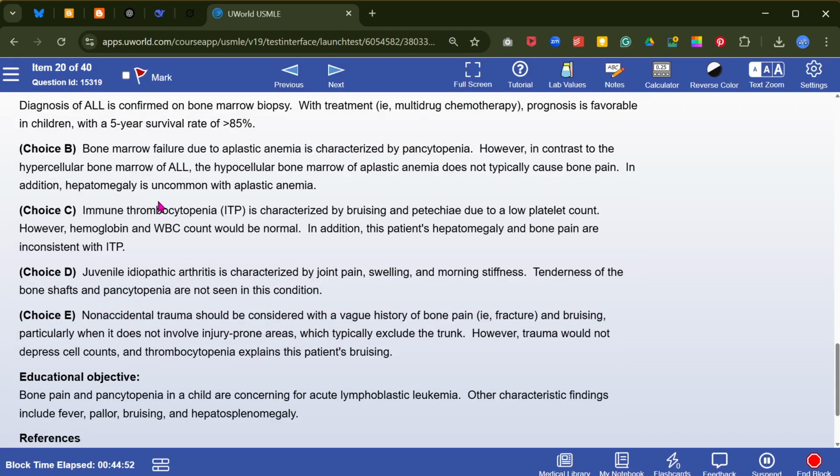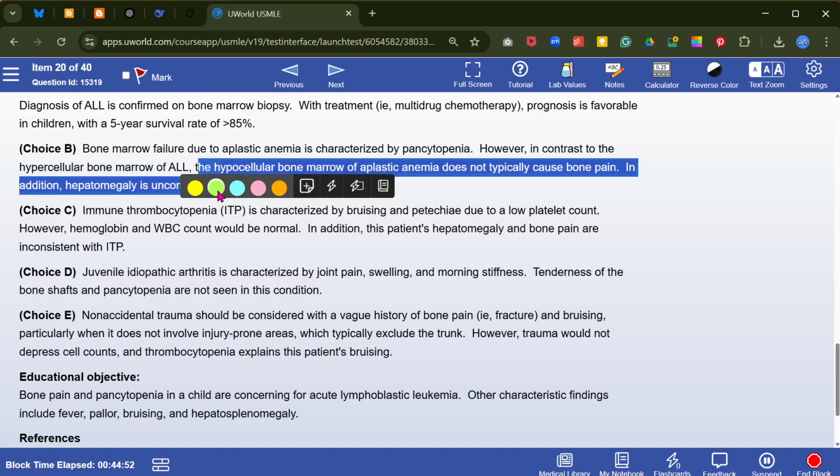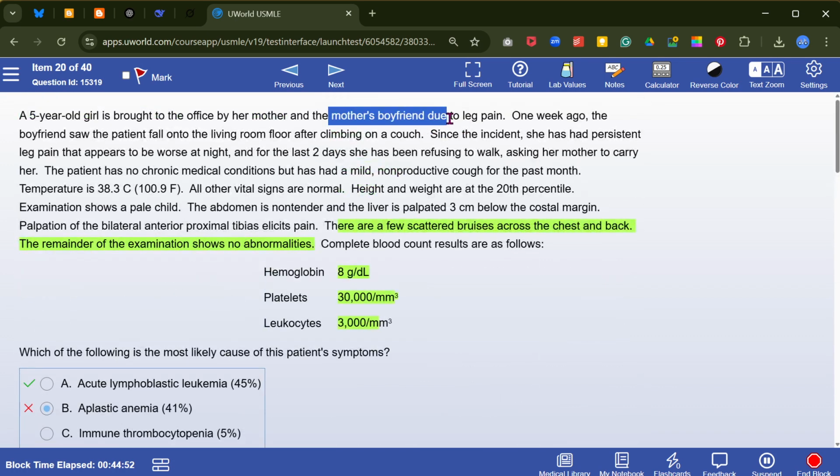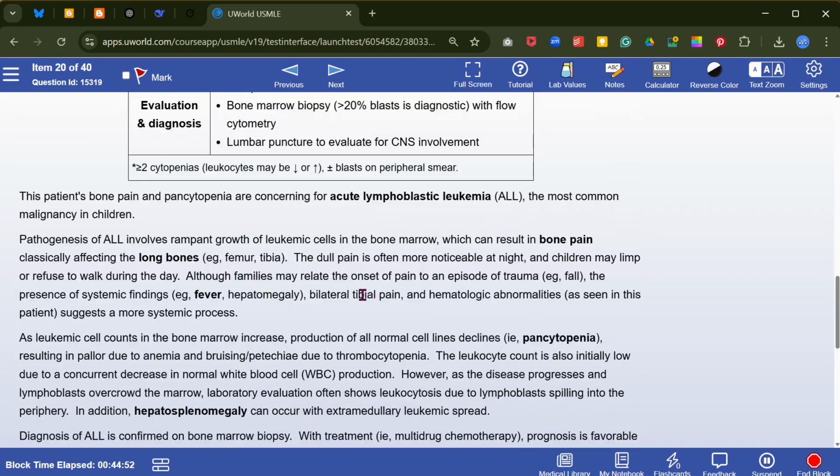Bone marrow failure due to aplastic anemia is characterized by pancytopenia. However, in contrast to the hypercellular bone marrow in ALL, the hypocellular marrow of aplastic anemia does not typically cause bone pain. In addition, hepatomegaly is uncommon with aplastic anemia. This is new information. As there is bone pain and leg pain along with these pancytopenia features, that's why it is ALL.